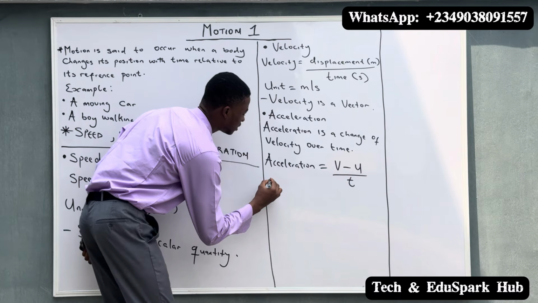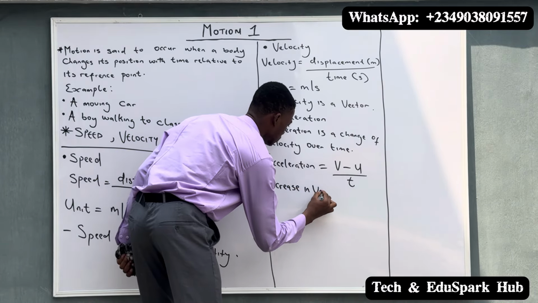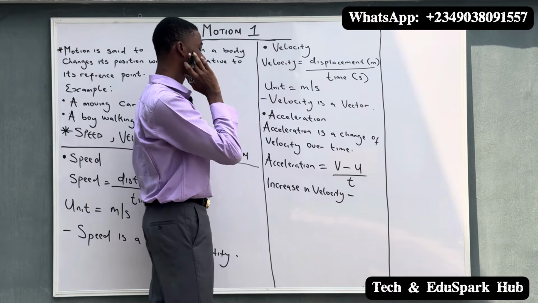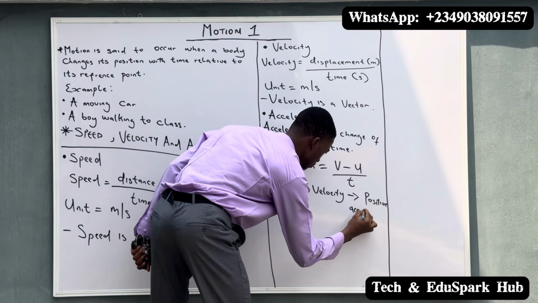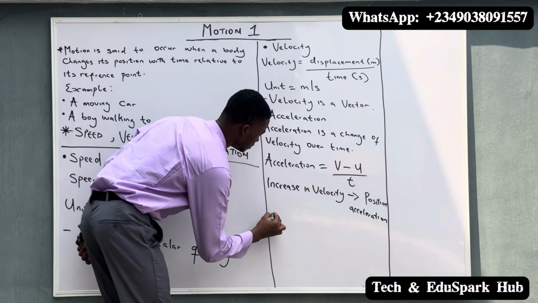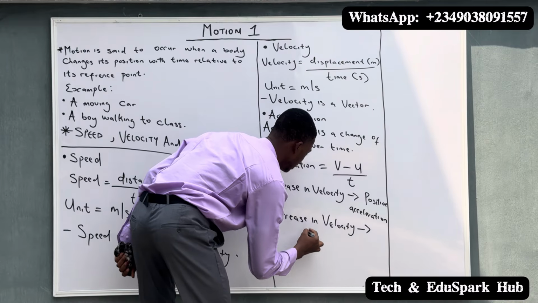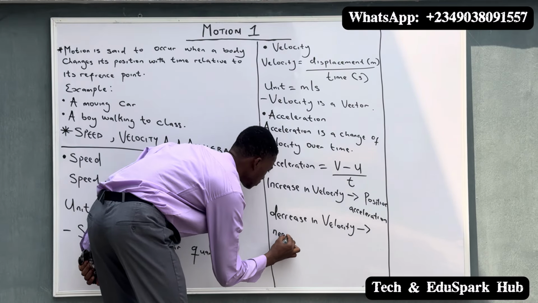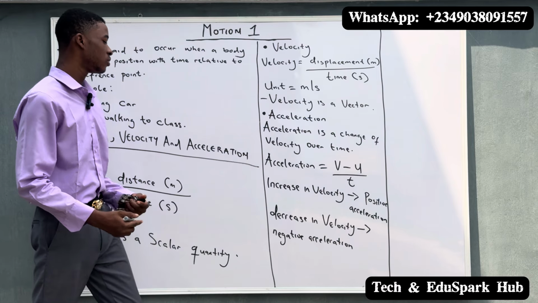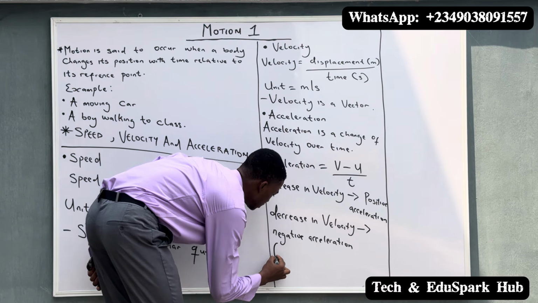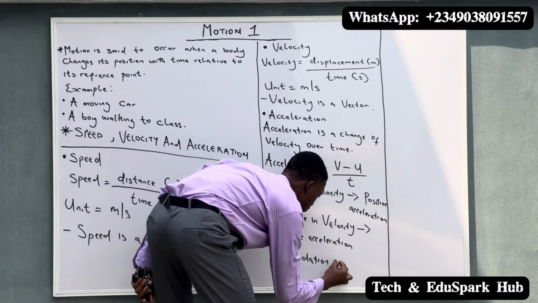And if there is an increase in velocity, it will lead to what? Positive acceleration. While a decrease in velocity will lead to a negative acceleration. So it is this negative acceleration that we know as what? We know it as retardation or deceleration.